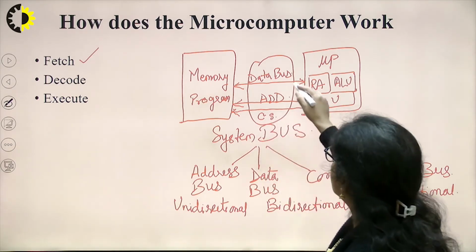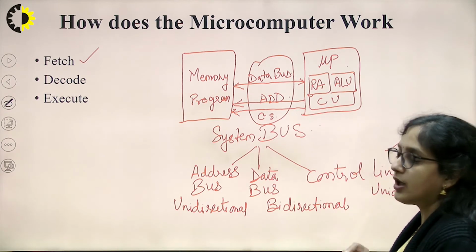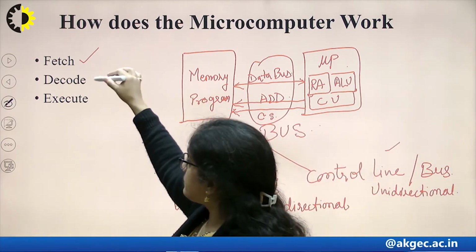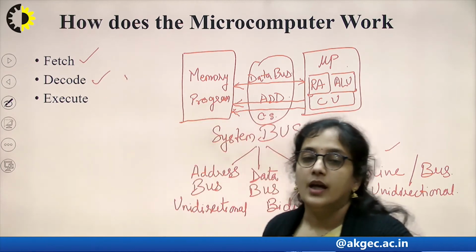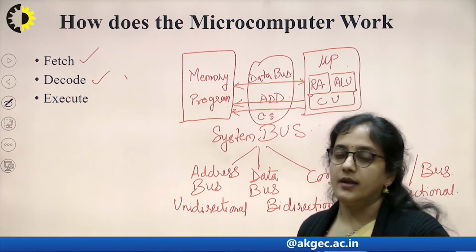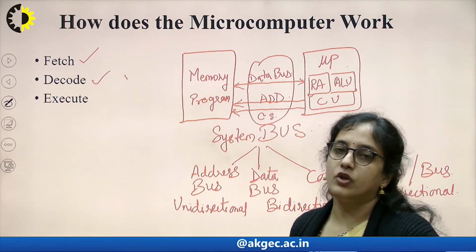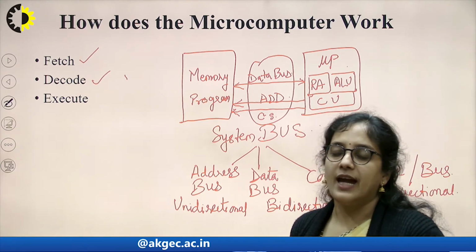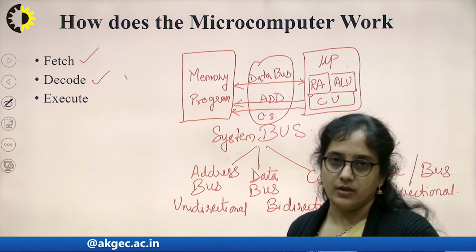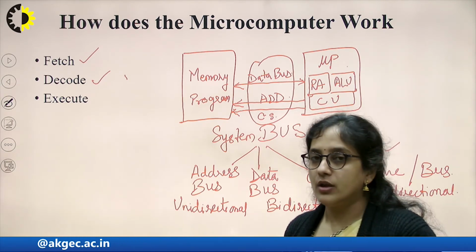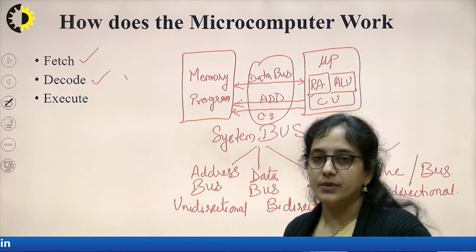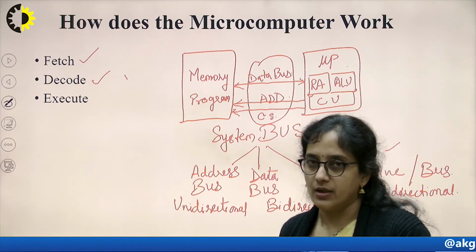Now this instruction reaches the microprocessor. The microprocessor will decode that instruction. After decoding, the microprocessor comes to know what operation has to be performed. Now if the instruction is like addition, it needs some data. So after decoding it, the microprocessor comes to know that it needs some data, so it will search for that data.